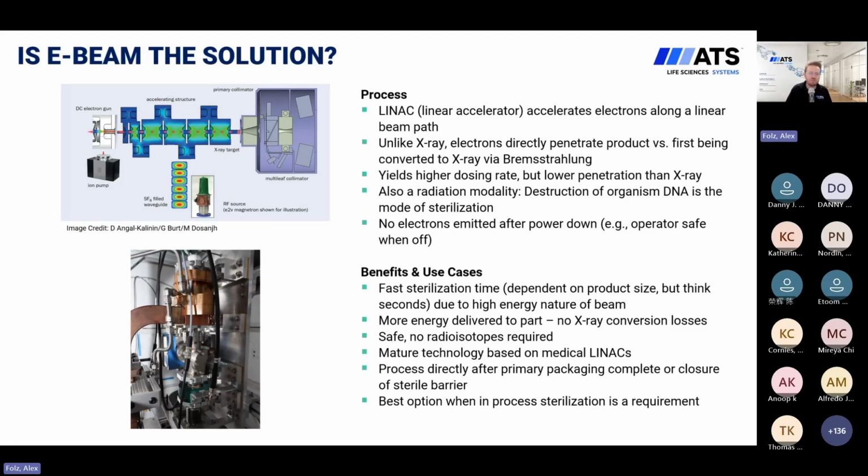And two big advantages here at the bottom is all of this does potentially allow us to consider processing directly after primary packaging complete or closure of the sterile barrier, and particularly in a case where in-process sterilization is required, right? Something where, based on the needs of the product, I physically can't put it in a box or a pallet or a larger carrier before sterilization. This is really your best option here is E-beam.